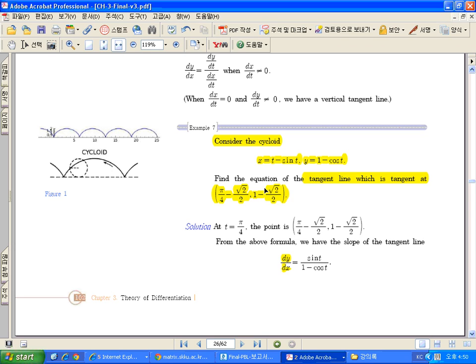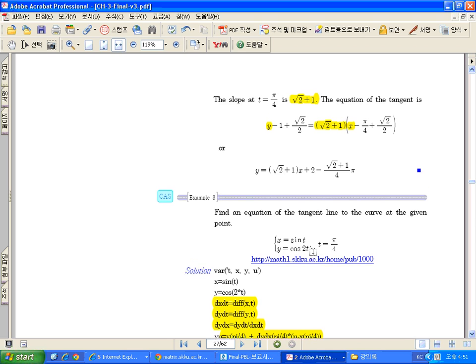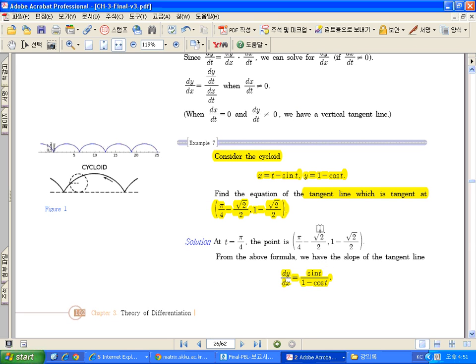What are you supposed to do? You need to find the derivative of this parametric function. How do you do it? You have already learned the derivatives of parametric functions. So now what we need is dy/dx, which can be found in this way by the chain rule that you have learned.